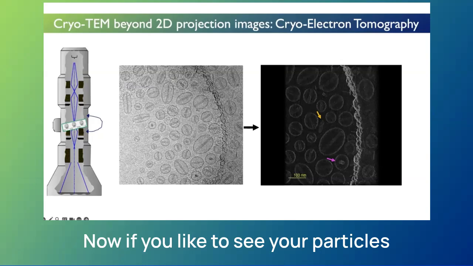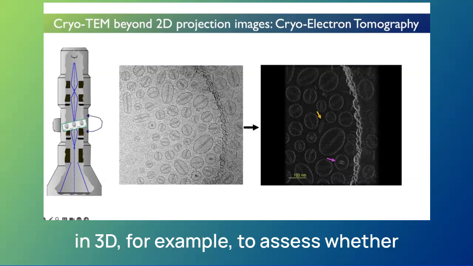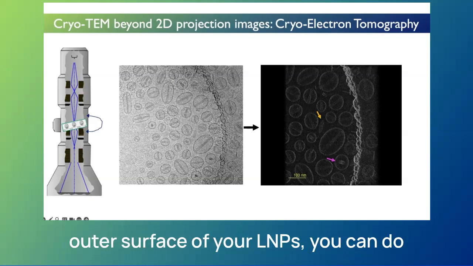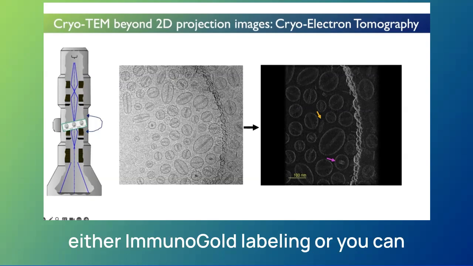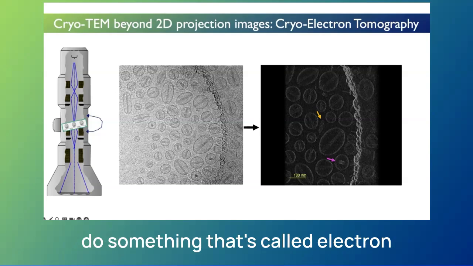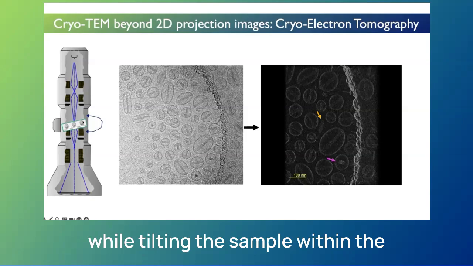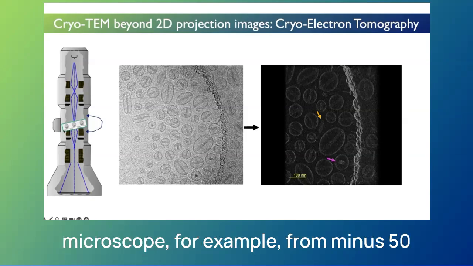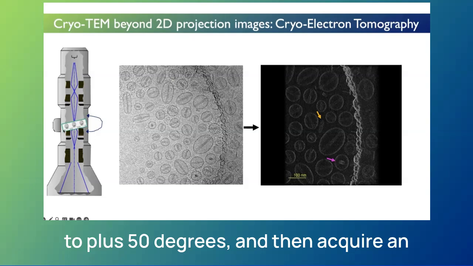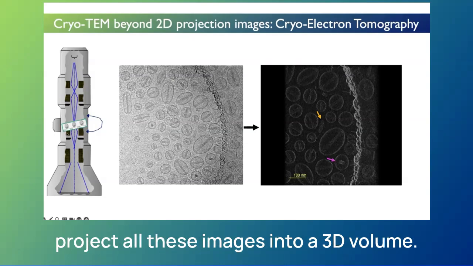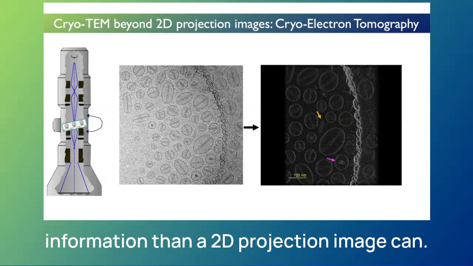Now, if you'd like to see your particles in 3D, for example, to assess whether you have antibodies bound to the outer surface of your LNPs, you can do either immunogold labeling, or you can do something that's called electron tomography, where we collect images while tilting the sample within the microscope, for example, from -50 to +50 degrees, and then acquire an image every 2 degrees, and then back project all these images into a 3D volume. This can give you a little bit more information than a 2D projection image can.